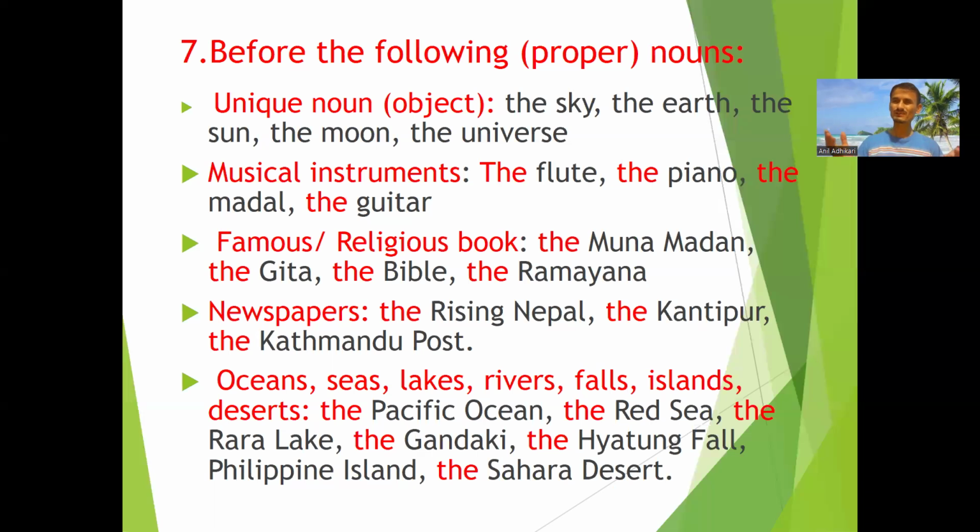This is the time of the internet. You can search and then find out the names easily. At least the major rivers' names you should know, okay? Then falls, islands, deserts, you know that. For example, the Pacific Ocean, the Red Sea, the Rara Lake, the Gandaki, the Hathung Fall, then the Philippines, Iceland, the Sahara Desert, etc. These are examples, but you can explore, you can find more and more examples and know yourself. Do that.